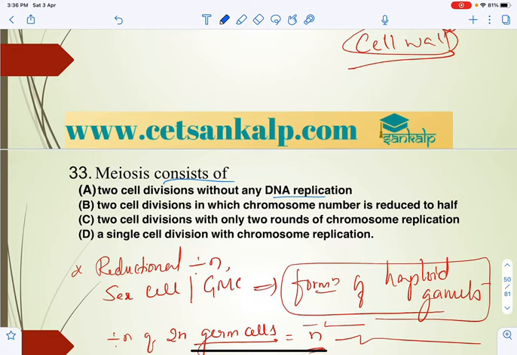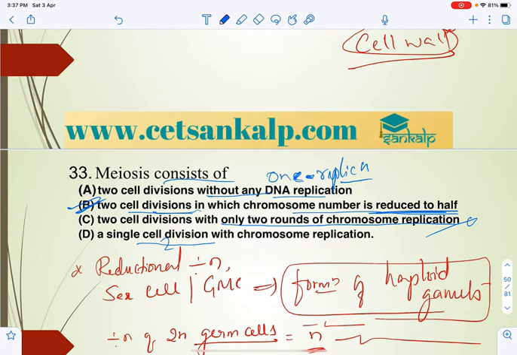What happens is 2 cell divisions will be there, in which the chromosome number is reduced to half. 2 cell divisions with only 1 replication. Single cell division, no. 2 cell divisions with only once chromosome replication. So the answer for that is B.